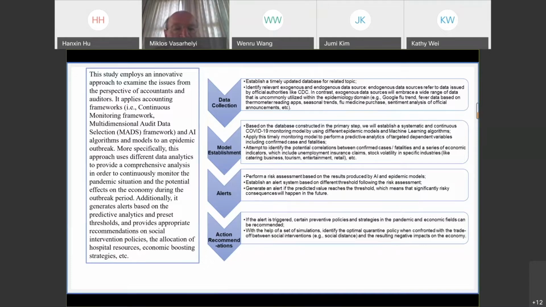After connecting the data, we'll try to establish the model. We basically will use a wide range of machine learning algorithms and epidemic models to do a series of predictive analytics of target-dependent variables. The target-dependent variables will include the confirmed cases and the test cases.